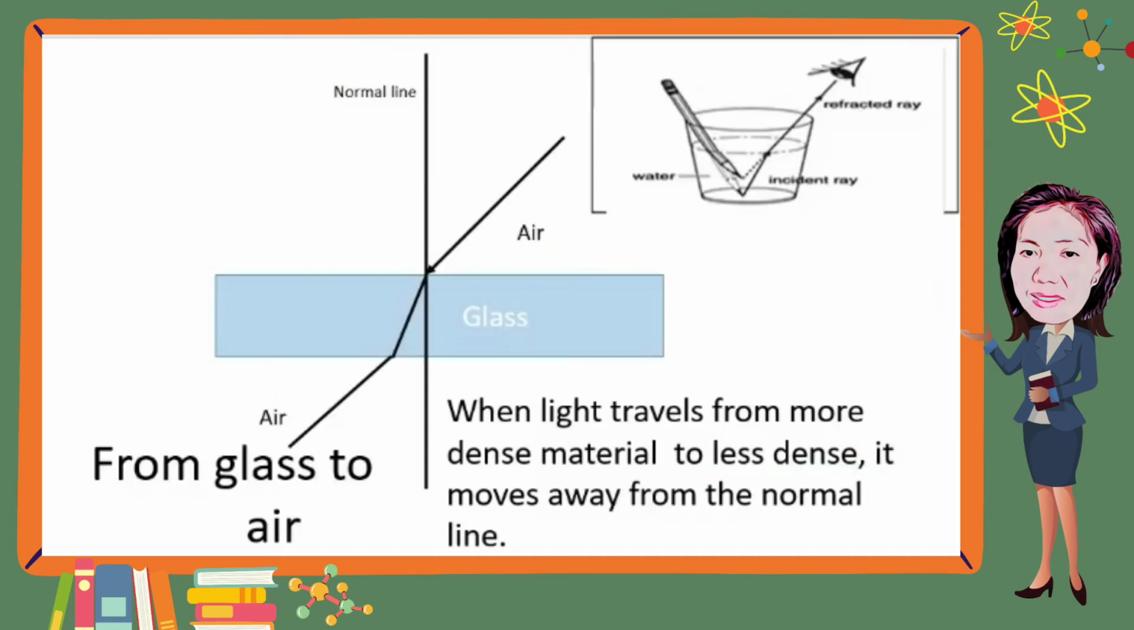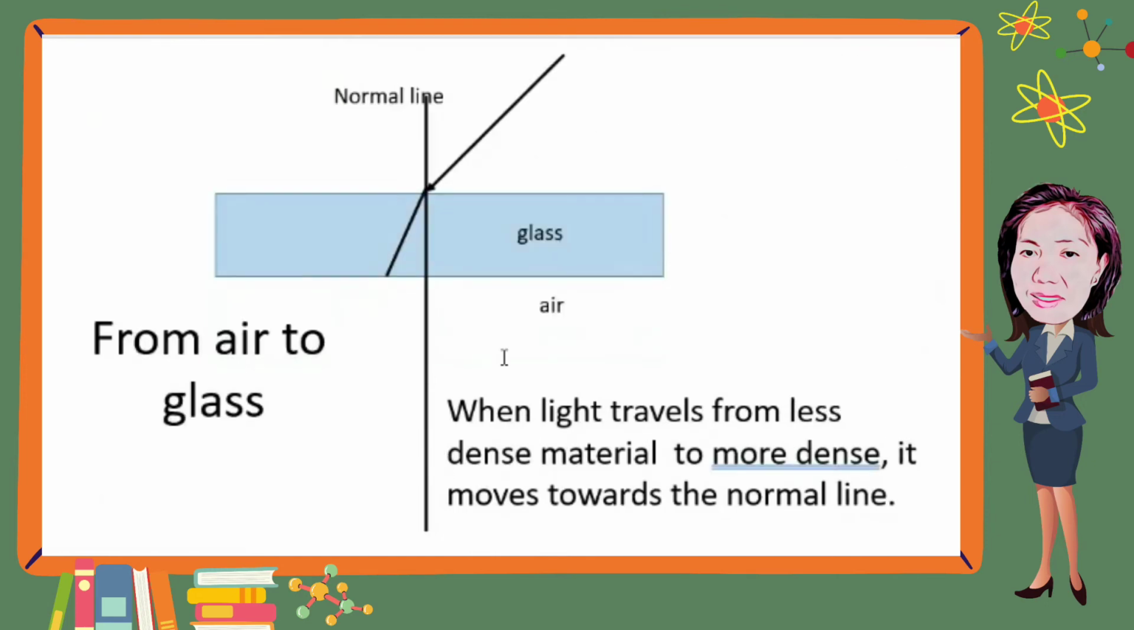So take a look at this another example. Okay. So from more dense, let us say ang glass, usually ang glass is more dense, to less dense, and then the less dense is air. So pag mag-travel siya from glass to air, ang tendency niya, ang pag-refract niya is away from this line. This is the normal line. So when light travels from more dense material to a less dense, it moves away from the normal. So ang pag-refract niya papunta doon, away from the normal line.